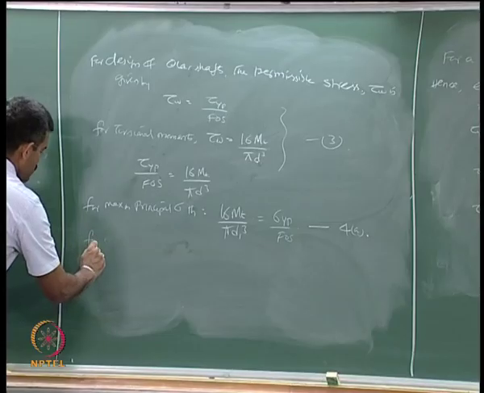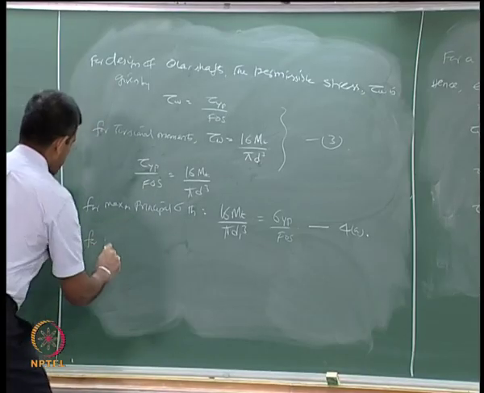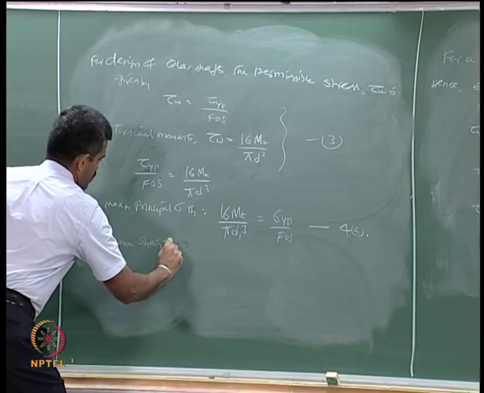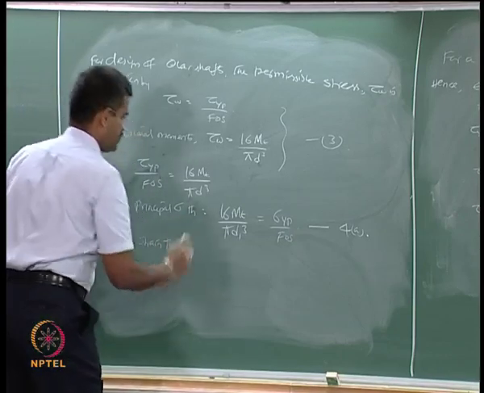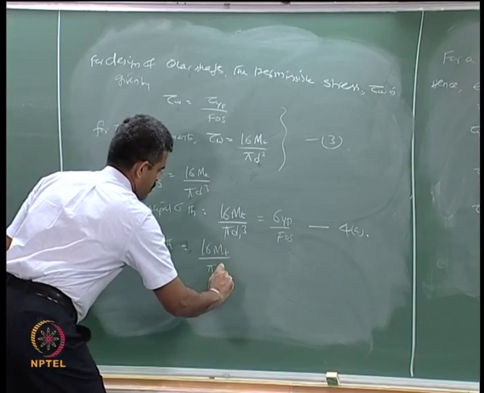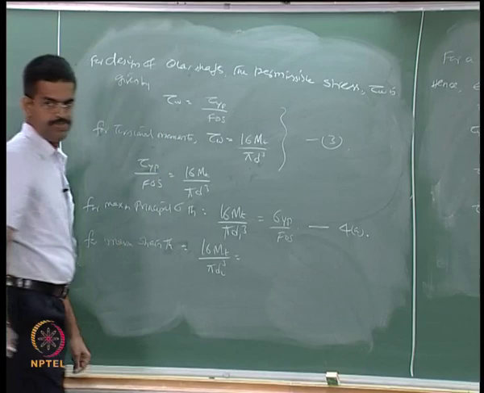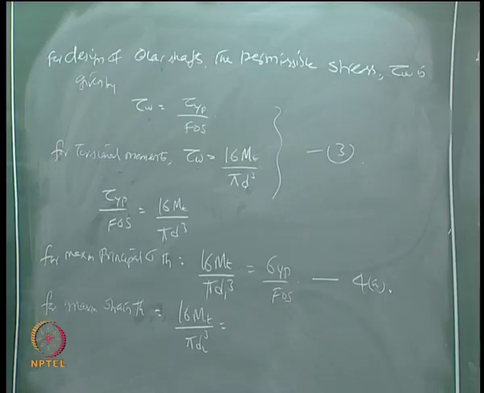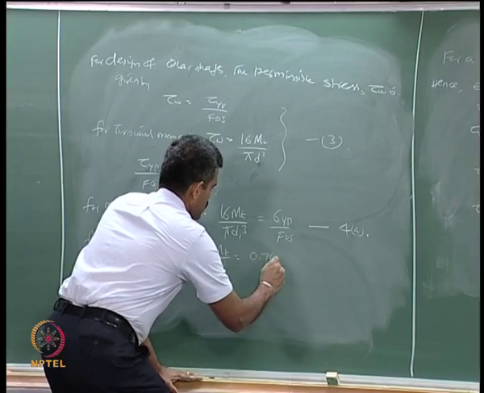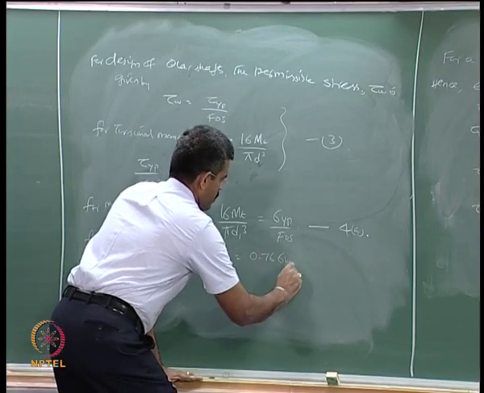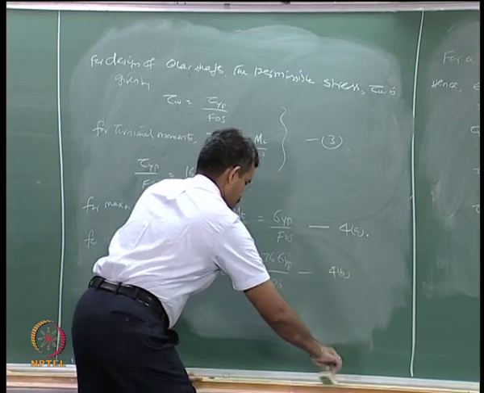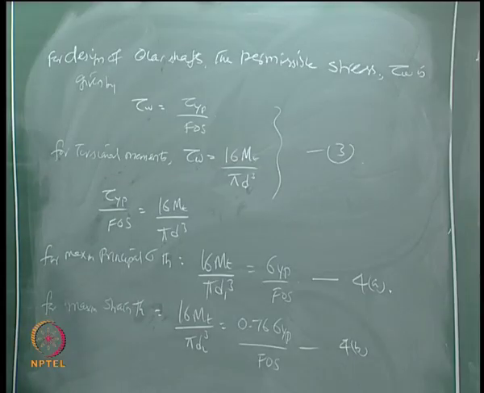For maximum strain theory, 16 mt by pi d2 cube is 0.76 sigma yp by factor of safety. I am taking 0.76. I call this 4b.